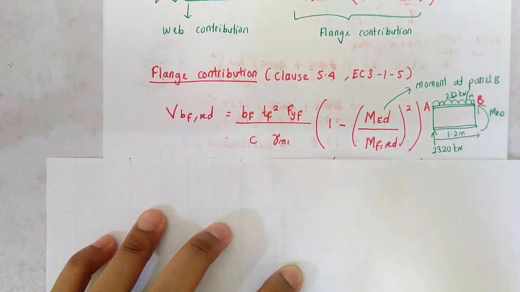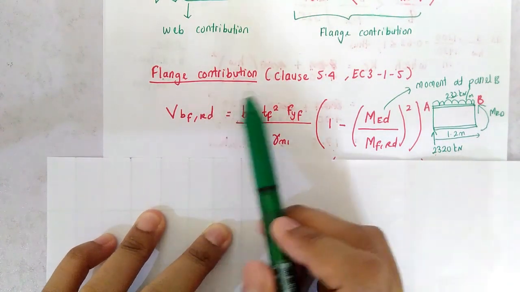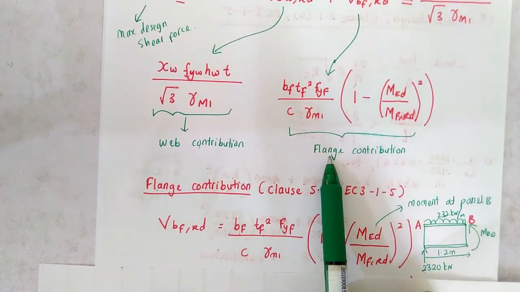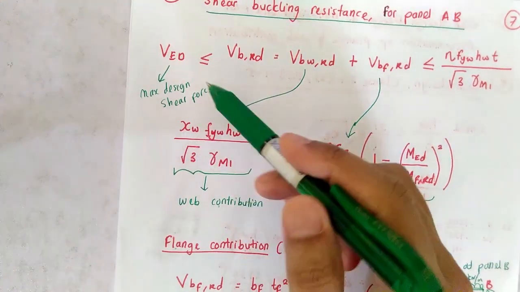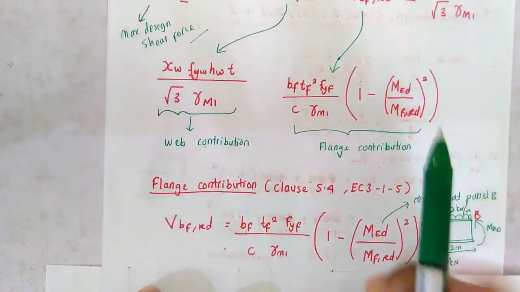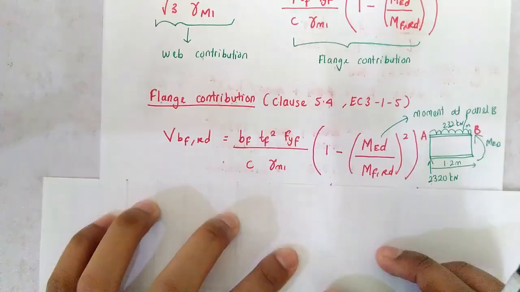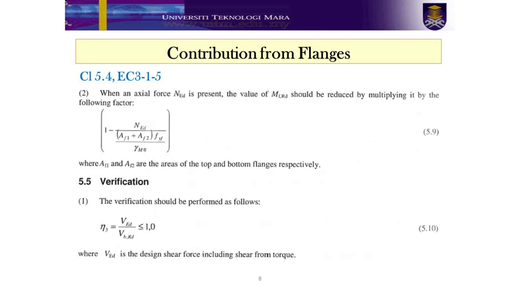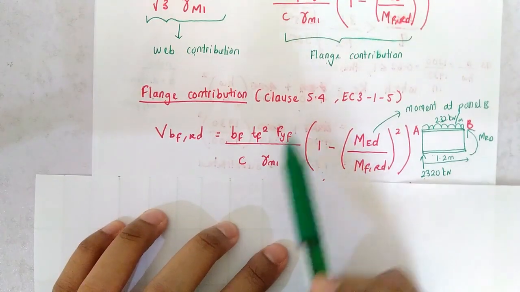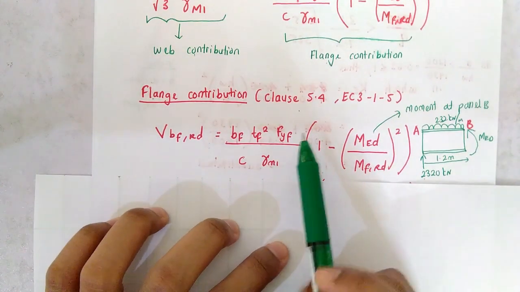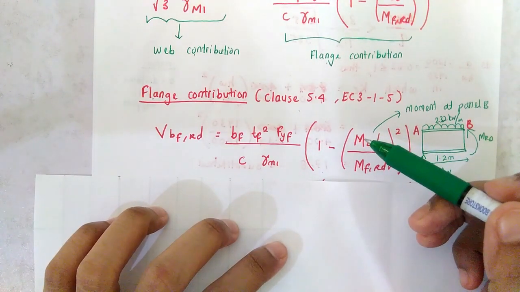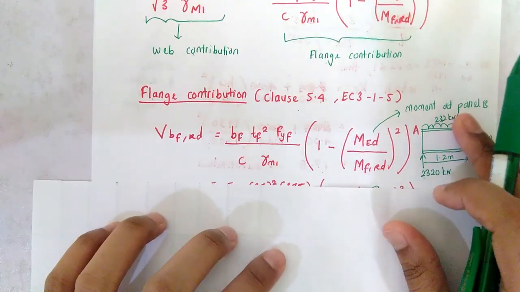Alright, now let's look at the first part, which is the flange contribution. As we can see, we have the web contribution and the flange contribution. For the shear force, we already found it. So let's settle the flange contribution. You can get it from clause 5.4 of EC3 Part 1.5. When the flange resistance is not completely utilized in resisting the bending moment, the contribution from the flange should be obtained as what you can see here.